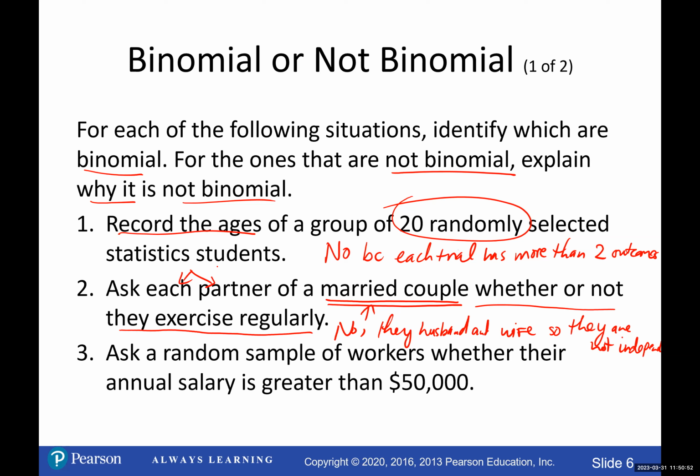the last problem says ask a random sample of workers whether their annual salary is greater than 50,000, right? So when you ask someone, hey, is your annual salary greater than 50,000, you're going to say what? Yes or no, right? The quick answer is going to be yes or no, which means two outcomes, right? Okay, so that looks good.